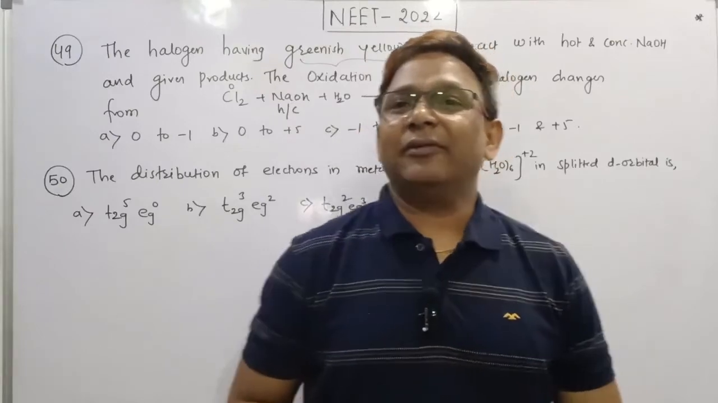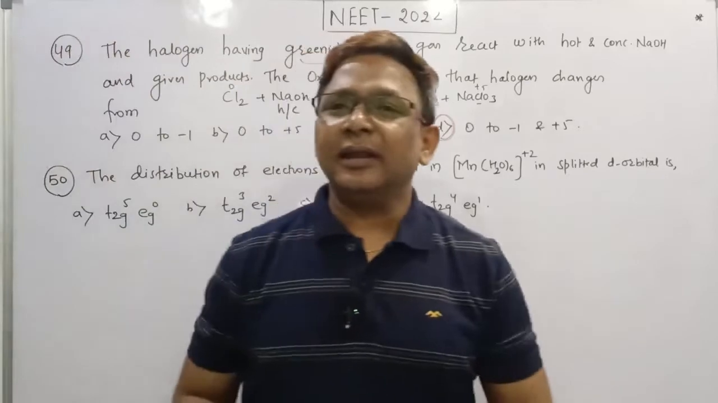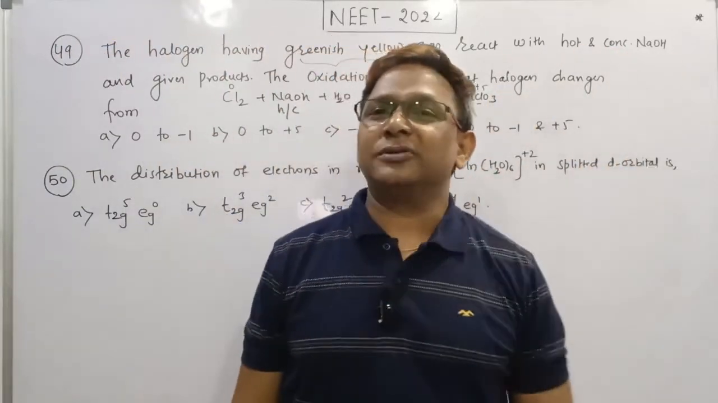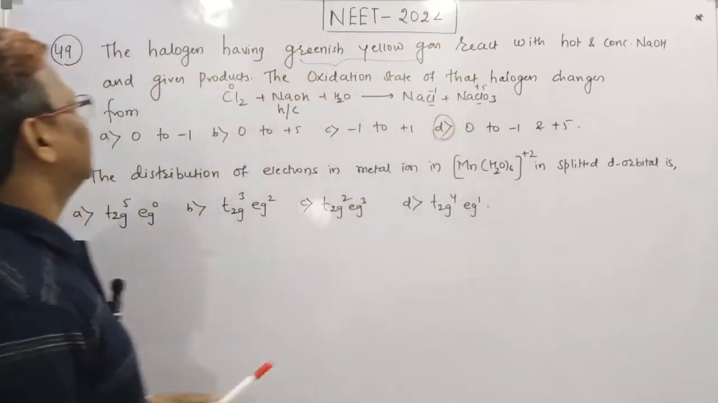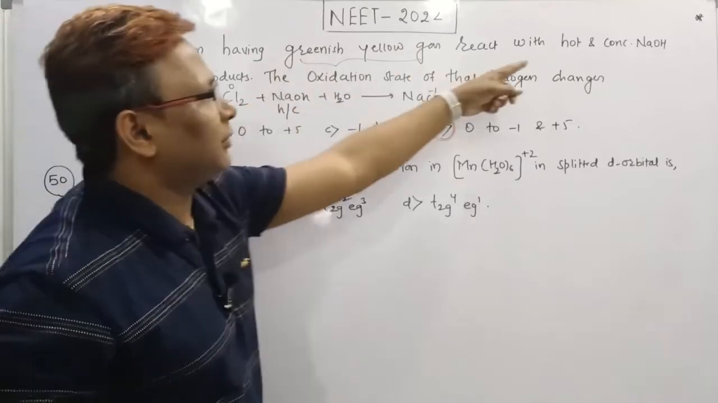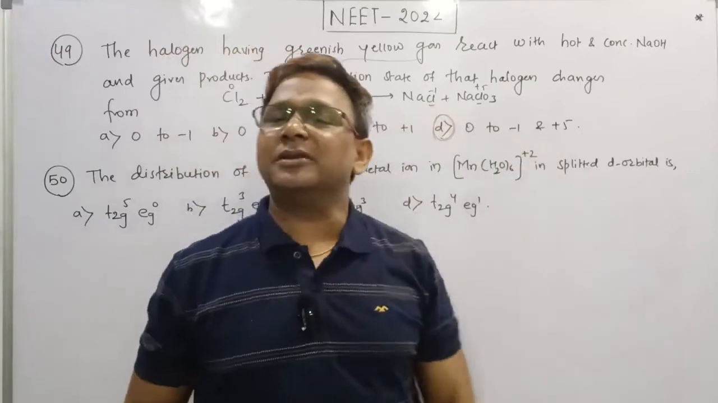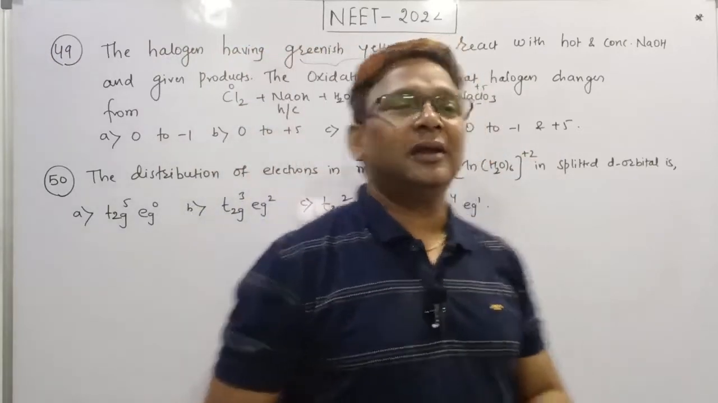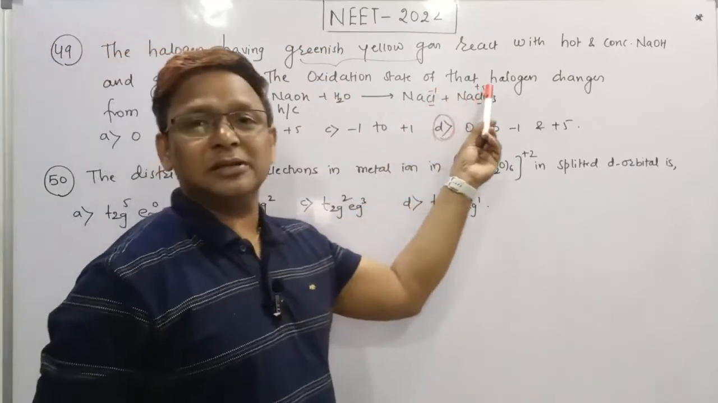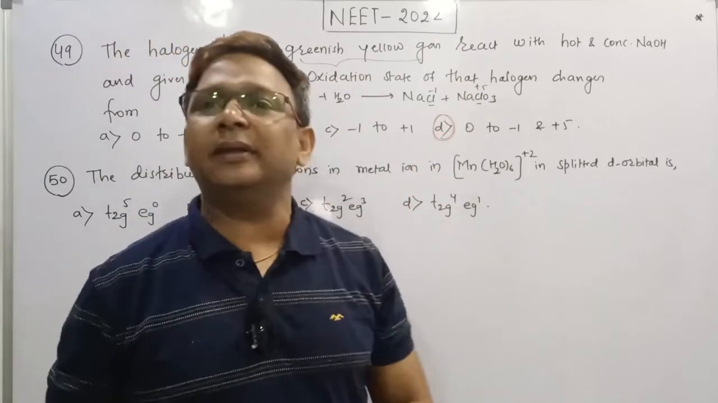I think still you are unable to hear me. Once again, see beta. A greenish yellow gas is given, and this gas on combining with hot and concentrated NaOH gives rise to the following product. Greenish yellow gas means chlorine. The reactant is hot and concentrated NaOH, and it gives rise to NaCl plus NaClO3. We can see the oxidation number of chlorine changes from 0 to -1 and +5. Option D will be correct here.